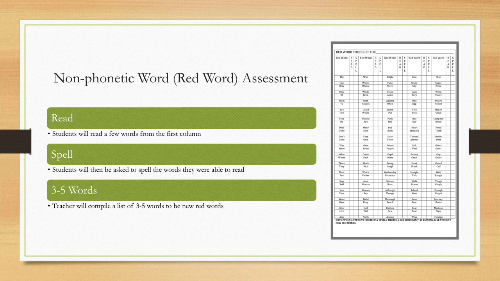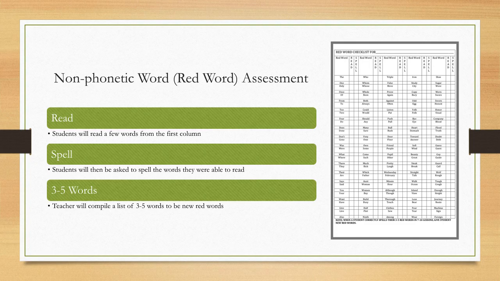During the red word portion of the first lesson, you will assess the student's knowledge of non-phonetic sight words. You will first ask your students to read a few words from the first column. You will then ask your students to spell the words they were able to read correctly. You will continue this process until you have compiled a list of 3 to 5 words that your students are able to read but not spell. These will be your students' first red words. Be sure to place a check mark in the appropriate box next to the words your students already know. If you are working one-on-one, then you will have a red word checklist for each student.